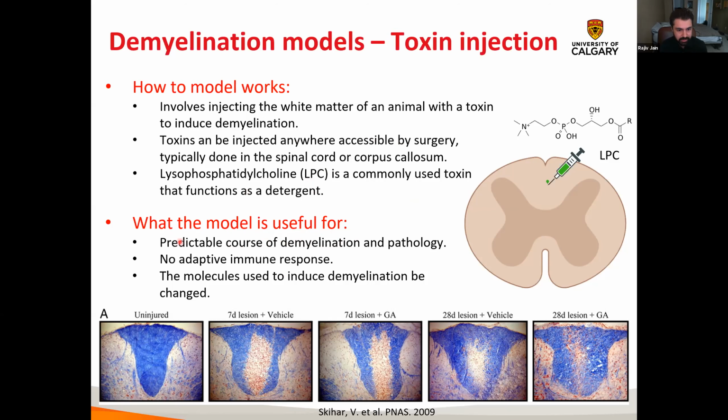This model is again useful because it has this predictable course of demyelination and pathology. Potential bonus is also that it doesn't have an adaptive immune response, and thus if you're trying to focus purely on just what's going on with the biology of remyelination, this can be a really nice model for specifically looking at those processes. And also that you can pretty much inject whatever you want into the spinal cord, so you're not limited to this LPC model, and thus it's very flexible in that regard.